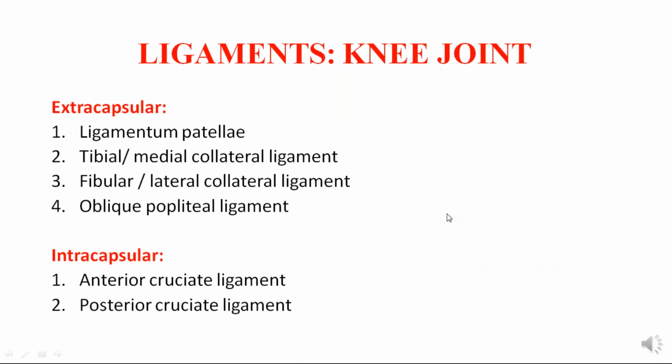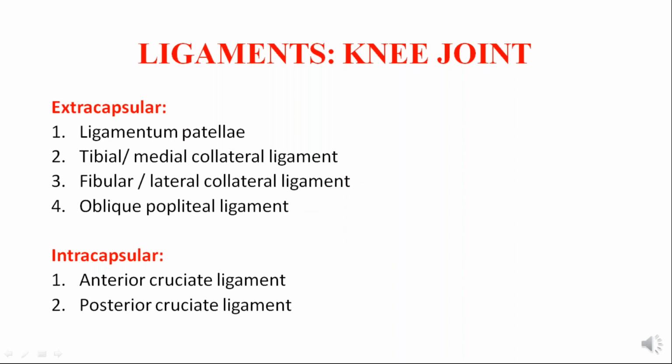So now we come to the ligaments surrounding the knee joint. The ligaments which surround the knee joint are divided into two categories, the extracapsular ligaments and the intracapsular ligaments. We have already seen how the anterior and posterior cruciate ligaments were lined by the capsule. So these two are the intracapsular ligaments. Now, the rest of the ligaments are extracapsular. That means they are not lined by the capsule. They are present outside the capsule. Those are ligamentum patellae, medial collateral ligament or the tibial collateral ligament, fibular or the lateral collateral ligament, and oblique popliteal ligament.